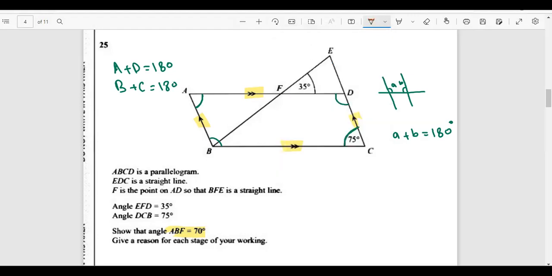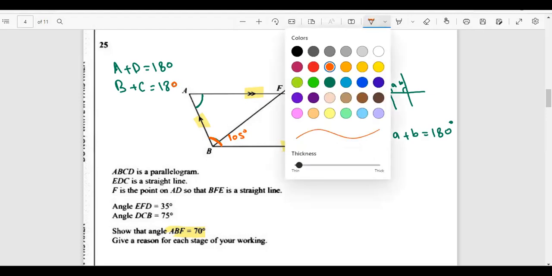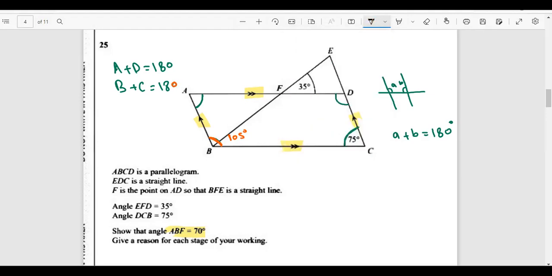Yes, now try doing it. Yeah, got it. So this is 75. This complete angle would be 105. So top right add top left equals 180, and bottom left add bottom right equals 180. And what's this rule called? This is the sum of interior angles in case of a parallelogram.